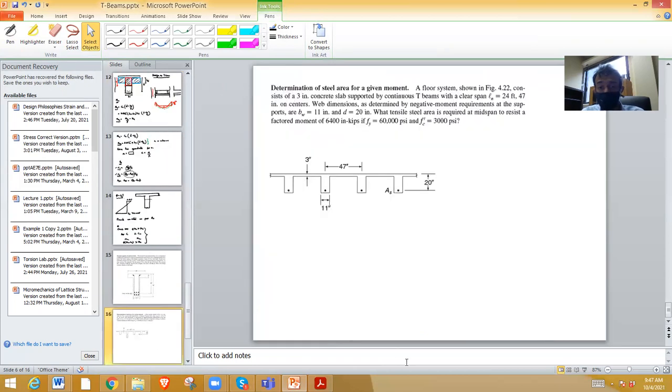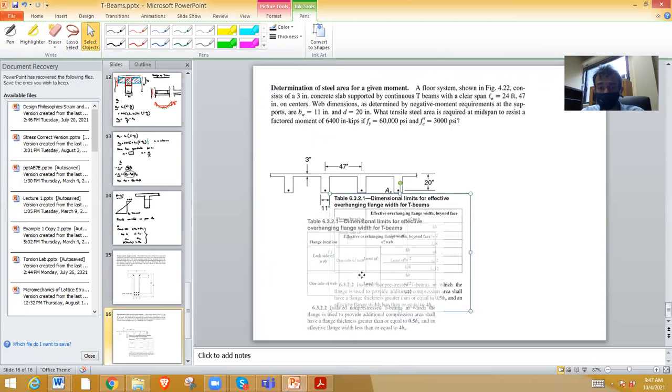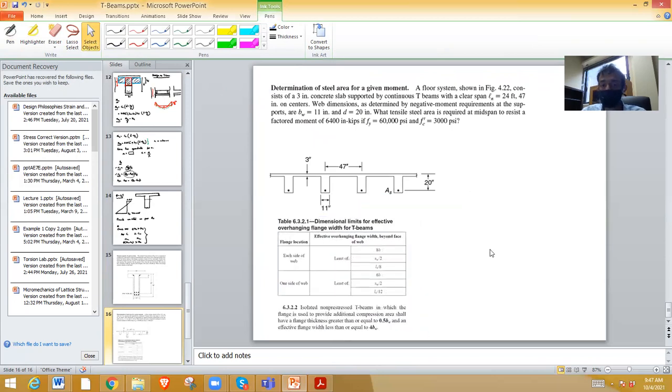Because our first step is to find the effective flange width. So like I said, the effective depth and the web width are determined by the negative moment part, which was designed as a rectangular beam. So those are already determined. Now, the positive moment part is a T-beam.